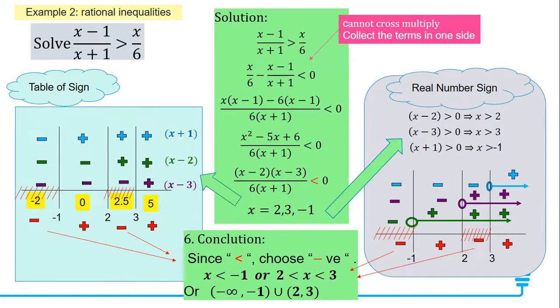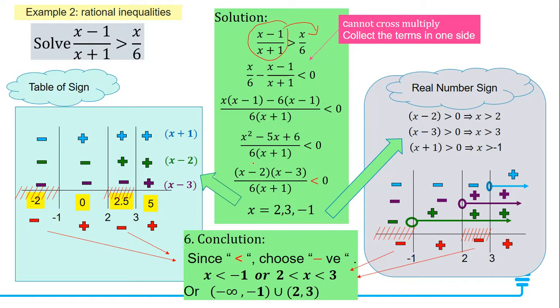Now we look at the second equation example. It's still the same, so remember you cannot cross multiply. So now for this one, I just shifted this one to the other side. Maybe you ask why can't I shift x over 6 to the other side? You can do it, no problem. So I have x over 6 minus x minus 1, and this is less than 0. Equate the denominator and simplify.